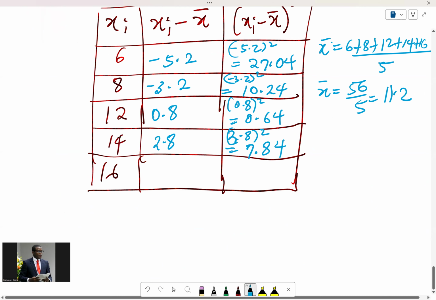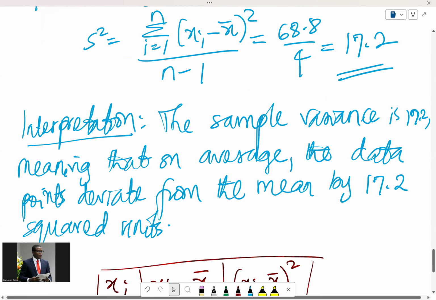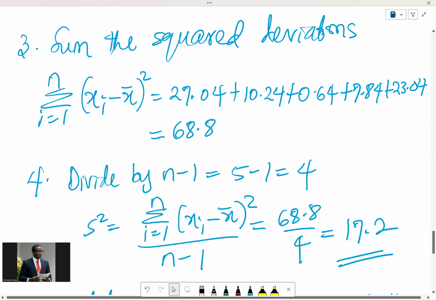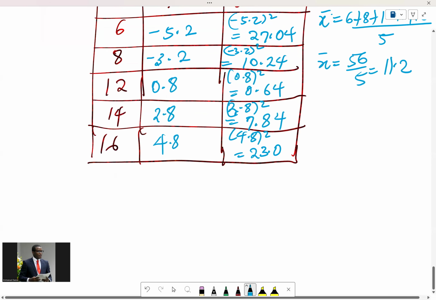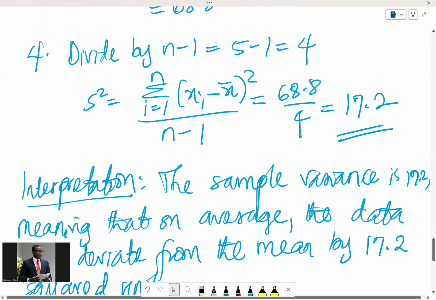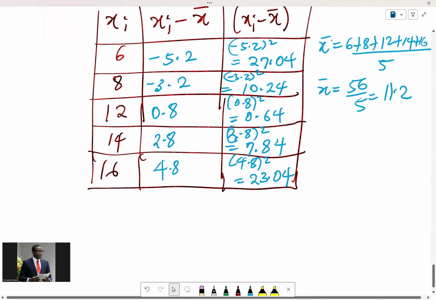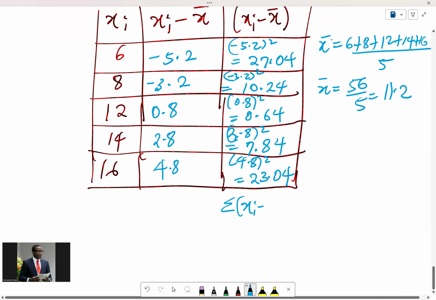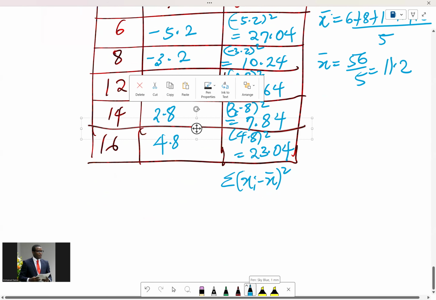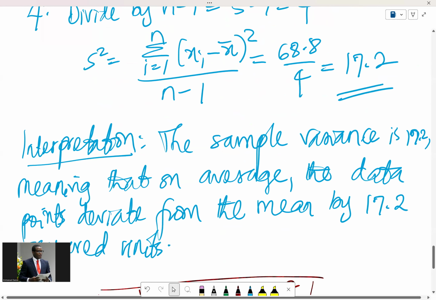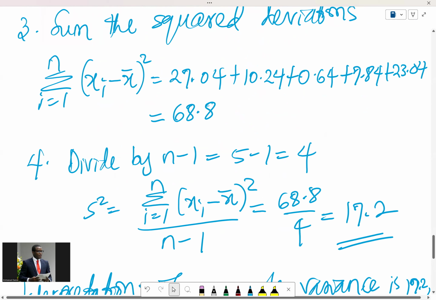And lastly, you have 60 minus 11.2, that's 4.8. So 4.8 squared is what gives you 23.04, right? So what else do you need? All these deviations, now you need to sum them up. So you now need the summation of all these xi minus x bar squared. Just sum up all of them, and when that summing is done, you just get the same thing like we got before, that 68.8.